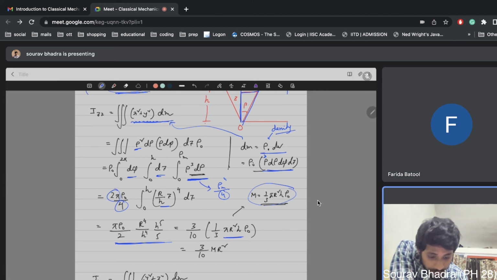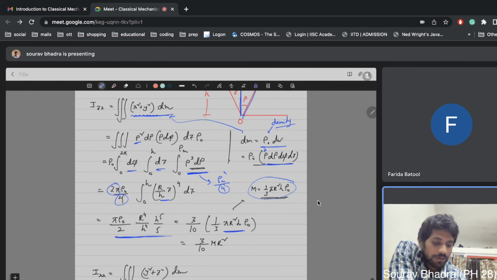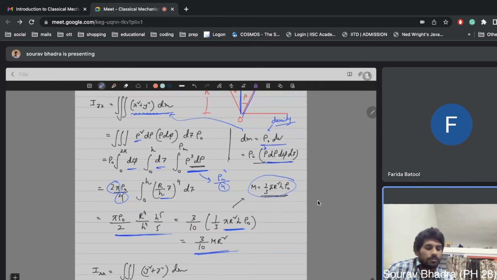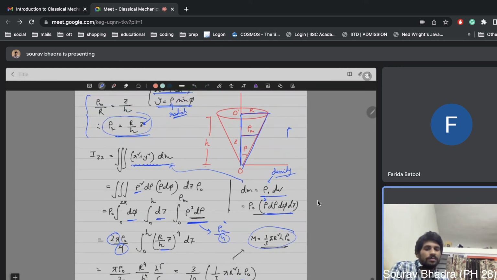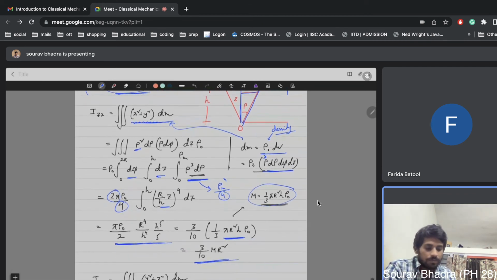Now we want to express our Izz in terms of capital M, that is the main motto of doing these two steps. So that is 3/10 M r square, where capital M is the mass of the cone and r is the radius of the base of the cone. So you got your Izz.